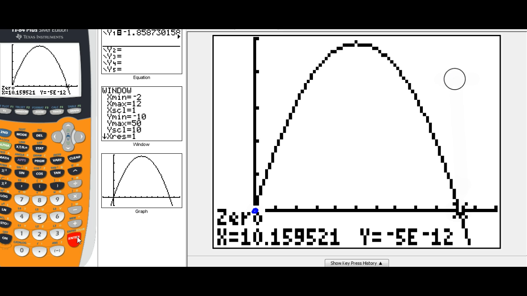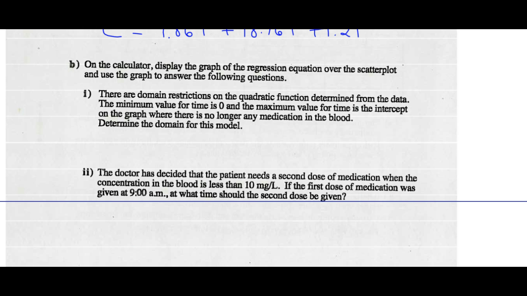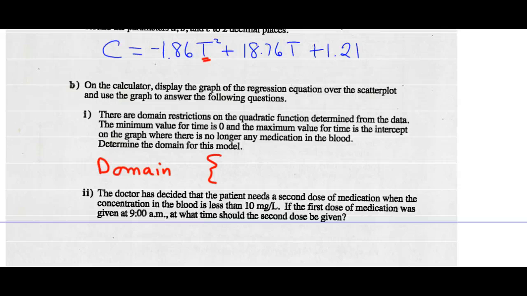All right, so we found our x-intercept. It is at 10.159521. So we'll just say it's about 10.16, which would be fine. So if I want to state the domain of this function, it could be written as the x-coordinate, and our variable is t. So t such that the minimum value is 0. So t is greater than or equal to 0, but less than or equal to 10.16. And t is any real number.